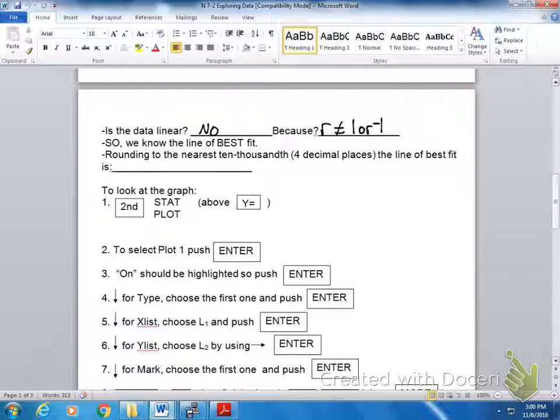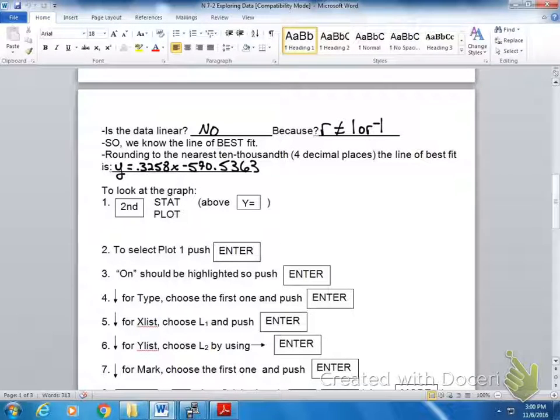Now it says rounding to the nearest thousandth or 4 decimal places, the line of best fit is. This is where we plug in our numbers. So I'm going to write y equals. It gave us A. I'm going to round that to 0.3258. We put our x after it. Then minus 570.5363. So this is not the equation that fits all our data. This is the equation of the line of best fit. When you're talking about line of best fit, R does not have to be 1 or negative 1.